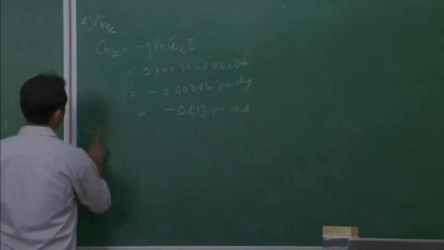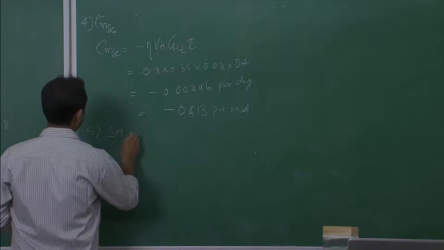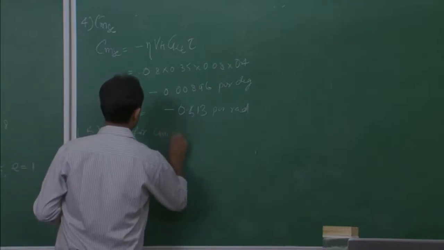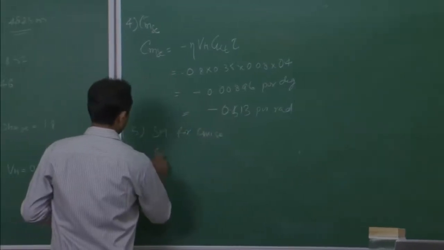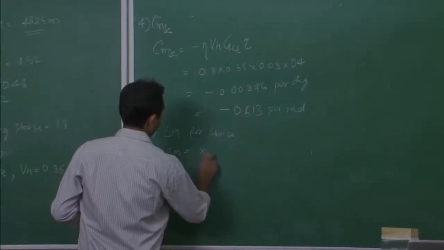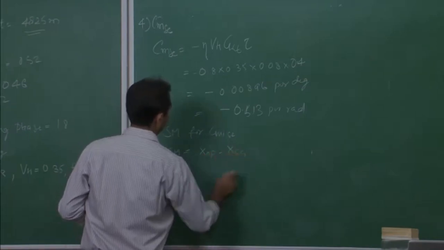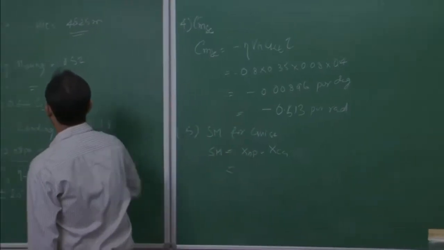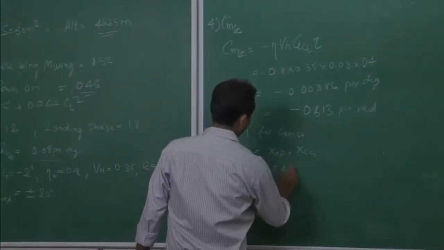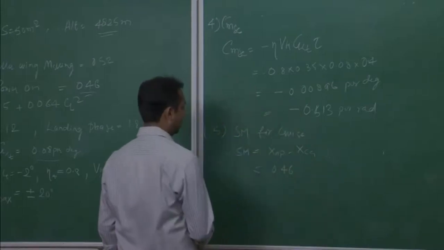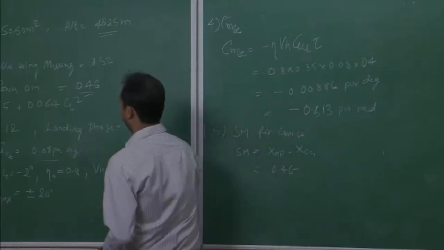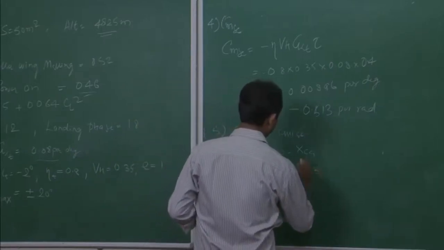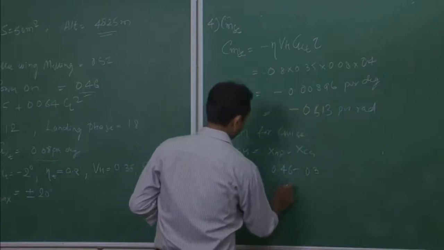Fifth is static margin for cruise condition. So, static margin will be XNP minus XCG. XNP for power on condition is 0.46, because this is in cruise condition, so power will be on, so that is why we are taking power on. So, 0.46, XCG is given as 0.3, which will be 0.16.